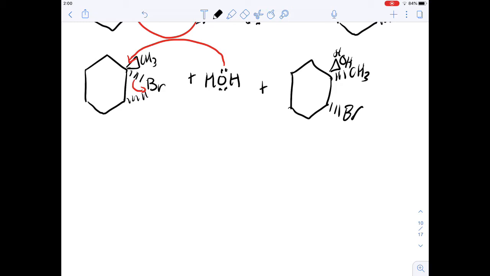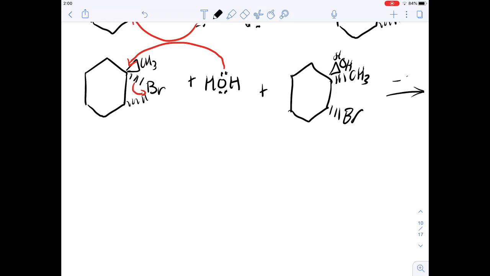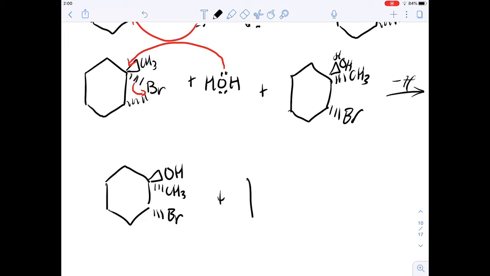And then the very last step, as we've seen before, is just deprotonating. So you could either use water or Br, but I'm just going to write minus H, because you guys know that step already. And now you're left with OH, CH3, Br, plus the opposite of it. So OH on a dash, CH3 on a wedge, oopsie, and Br on a wedge.